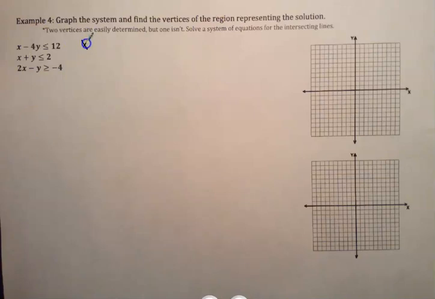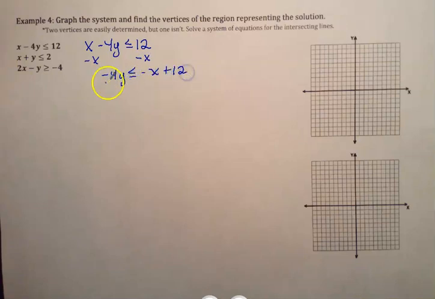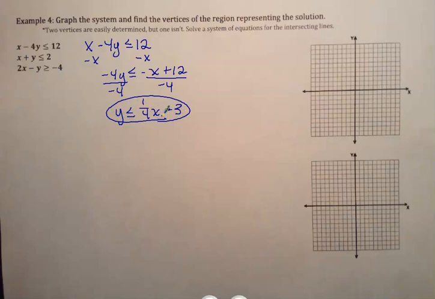We're going to do the same things that we've been doing though. So let's get them in slope-intercept form. Let me not use black actually. Let's see, I started with blue before. So x minus 4y is less than or equal to 12. All right, so let's get it in slope-intercept. Subtract x. So we have negative 4y is less than or equal to negative x plus 12. Divide by negative 4. y is less than or equal to, negative divided by negative is a positive, so 1/4 x minus 12 divided by negative 4 is a negative 3. All right, so there's our first equation.